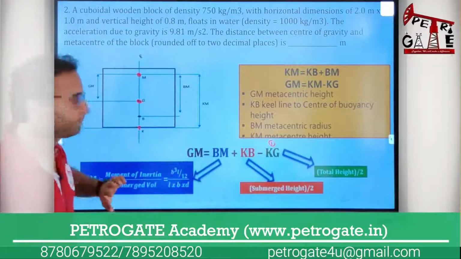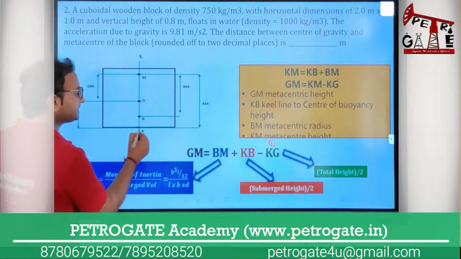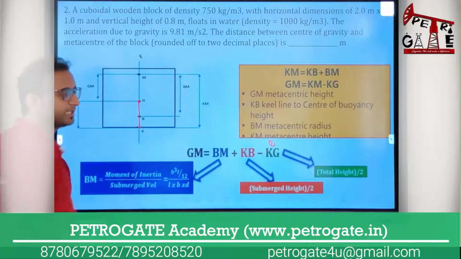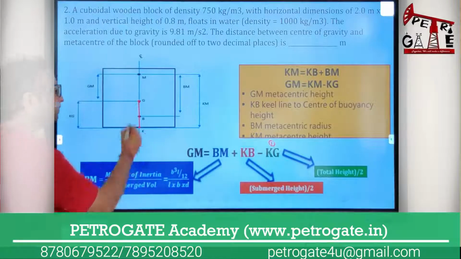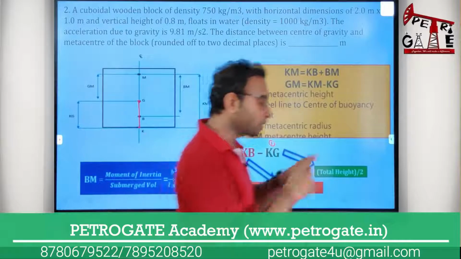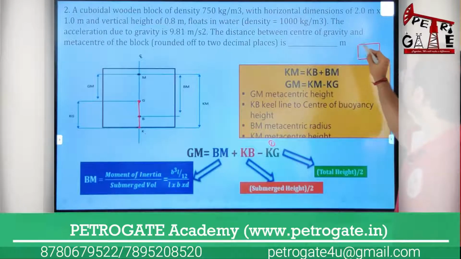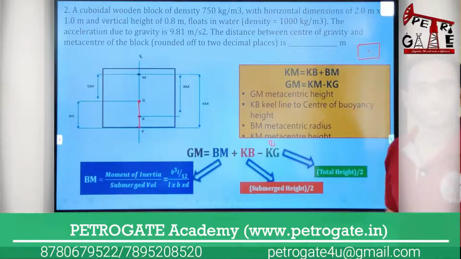Sir, this is your KG. KG means what? Your distance of center of gravity from the bottom of the vessel, from the bottom of the keel line. Okay, no problem. So this is the point. So if you have a rectangular body, if your body is rectangular, then definitely your center of gravity is at the middle point of the rectangular height, definitely.